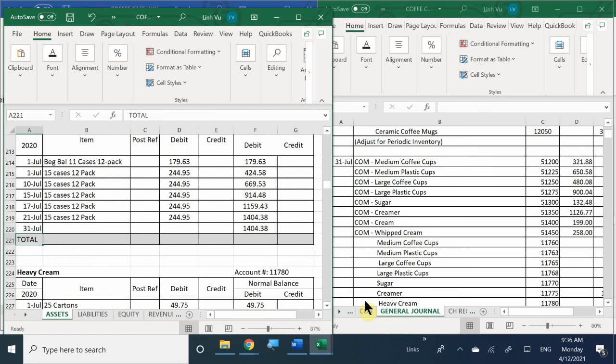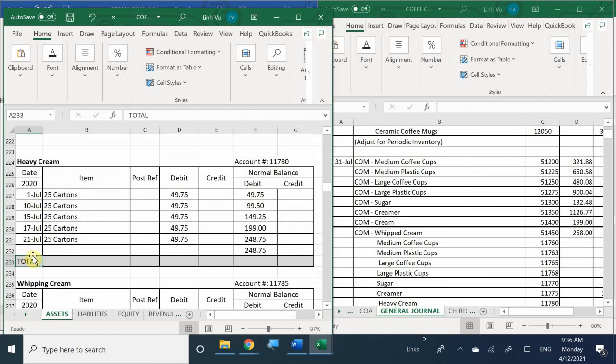Here, 730. How many cases did I use? 69. Which cost me a total of 1126.77, so I should have a remaining balance of 277.61.